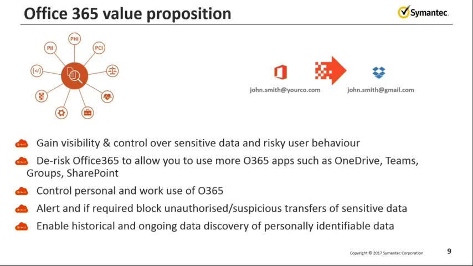That being said, what can it do? It'll give you visibility and control over the sensitive data that your users are putting in there, and it'll control oversharing. And that would result in you being able to use more Office 365 E5 applications. It'll control, via the forward proxy, personal and work use of Office 365, which is something that Microsoft are not able to do. It'll alert if, for example, your users start downloading lots of data from OneDrive and uploading it to personal Slack, for example, or encrypting it and uploading it to their own personal Dropbox.